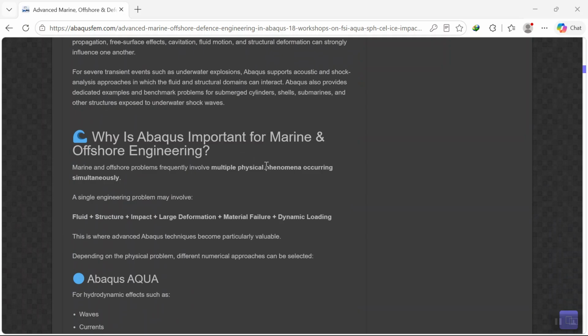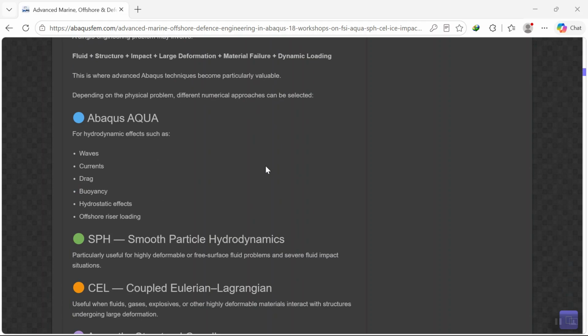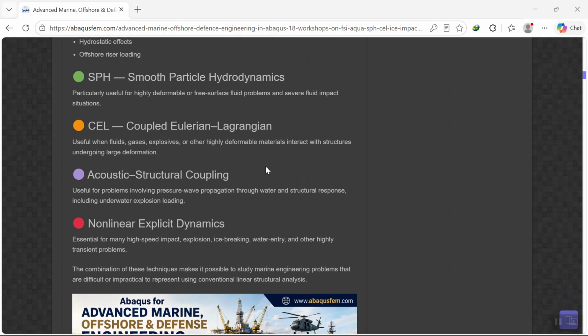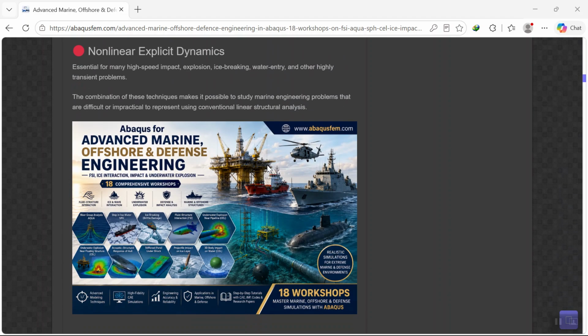And when we move toward extreme events such as underwater explosion, high speed impact, or severe ice interaction, the simulation becomes even more challenging. The problem often requires advanced numerical methods rather than conventional finite element analysis. This is exactly where Abaqus becomes a powerful engineering and research tool.